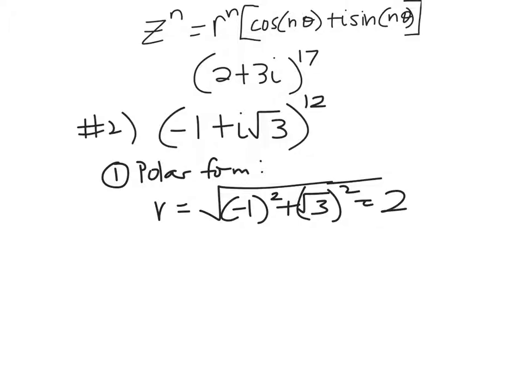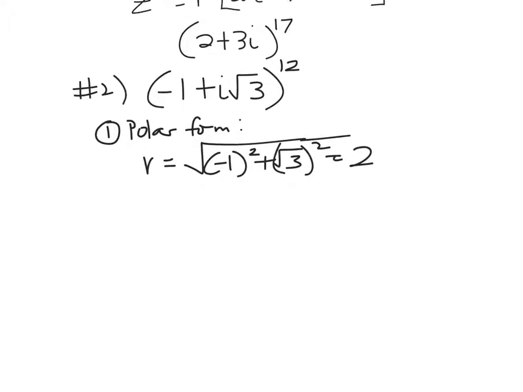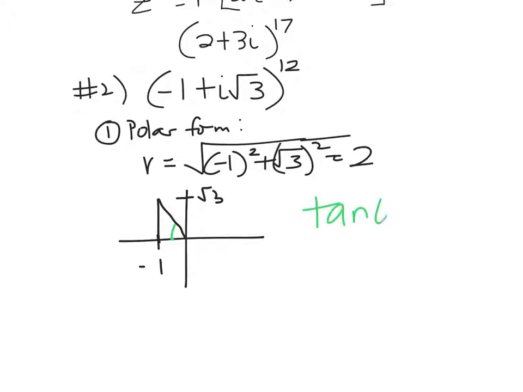You see that a lot, huh? We get 2. Okay, now I'm going to find out what theta is by going over here to -1, rad 3. And I'm going to find out what theta prime is. That's this angle in here. Okay? So the tangent of theta prime is opposite, which is rad 3, over adjacent.